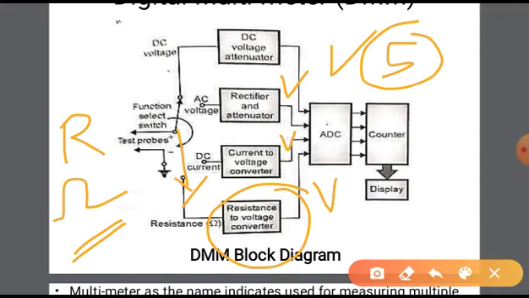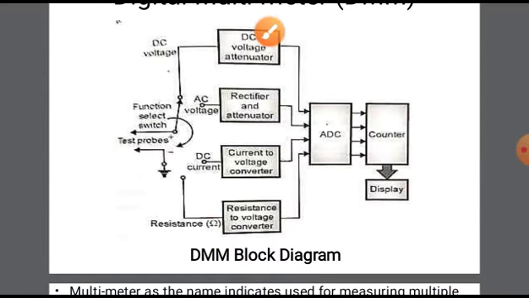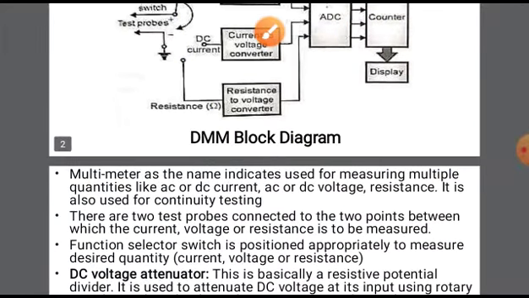So 5 volts is the reference voltage and it is converted into, maybe, 4 bits, or as per the diagram, 4 wires of output, that means the 4 bits act as the output. The counter counts the actual number of states and it is displayed on the display. This is the operation of the resistance meter, and the information is given here.